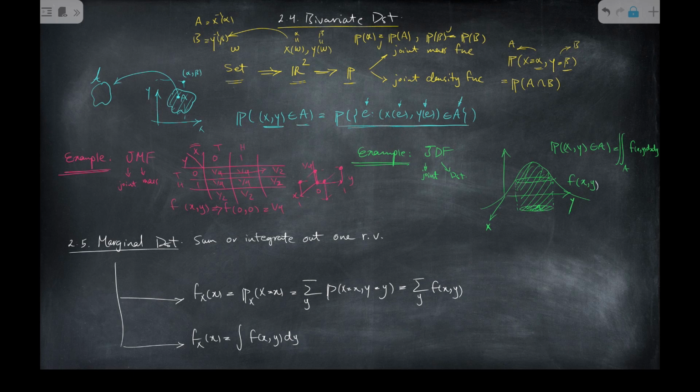Next, I'm going to talk about marginal distributions. So we sum over or integrate out one of the random variables. So I have two random variables here, for example. So this is my joint distribution. And then I sum over y. So for all values of y, I'm going to compute this and eliminate the y. So this is going to be only a function of x, and this is exactly the probability distribution of x.